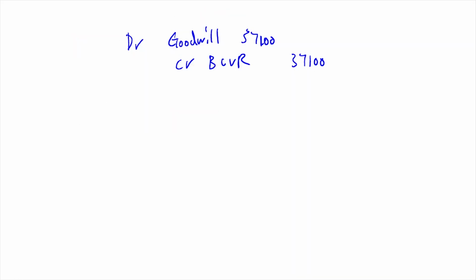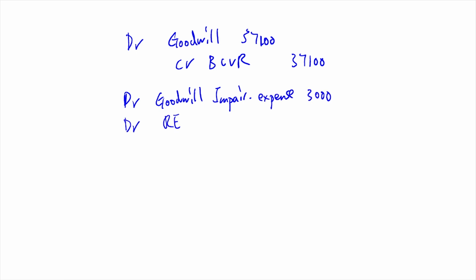So let's come back to this. We're going to have goodwill impairment. So goodwill impairment expense for the current year is 3,000. And then for the prior year, we're going to use retained earnings. That's going to be 2,000. And then in total, we got the accumulated goodwill impairment of 5,000. So that will be the journal for goodwill. So that will be the end of the BCVR entry.